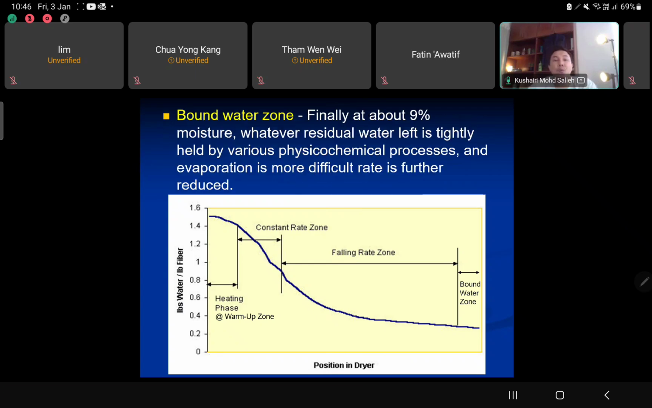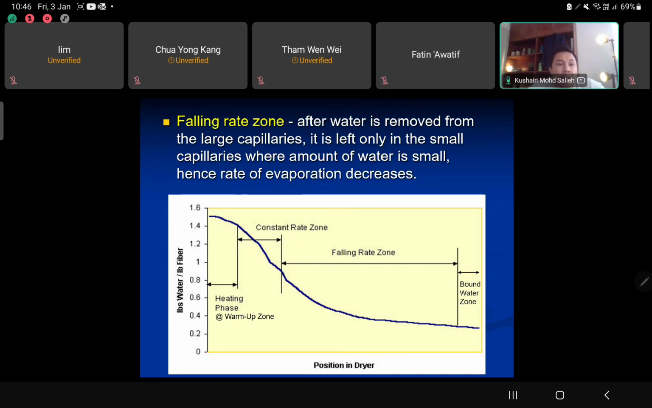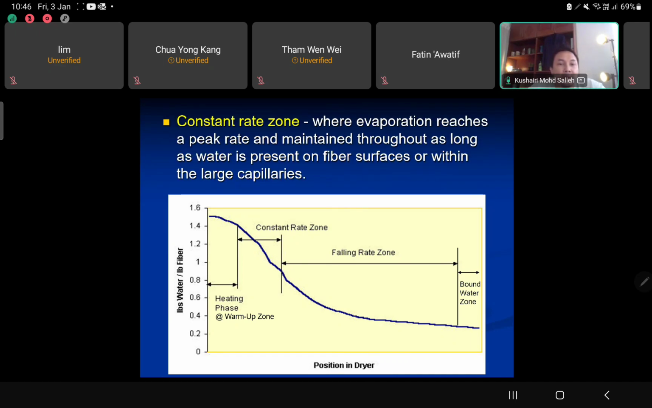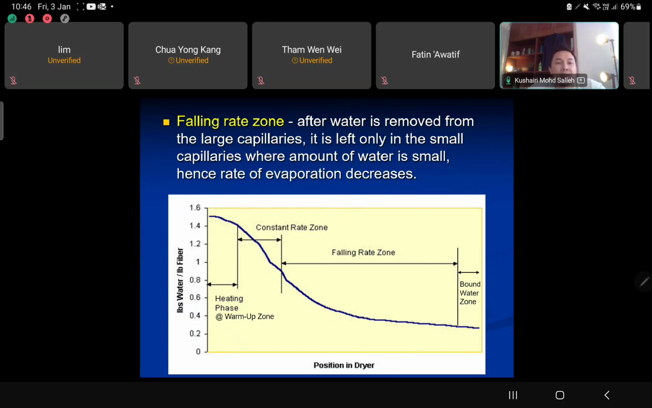And then we have the bound water zone. So you have learned that in the fiber, in the wood, actually, there is free water and also bound water. The same goes in paper technology. We are talking about fiber, so we are talking about two types of water. Basically, from the warm-up zone to the constant rate zone and also the falling rate zone, we are removing the free water that exists on the surface of the fiber and also in the lumen of the fiber.